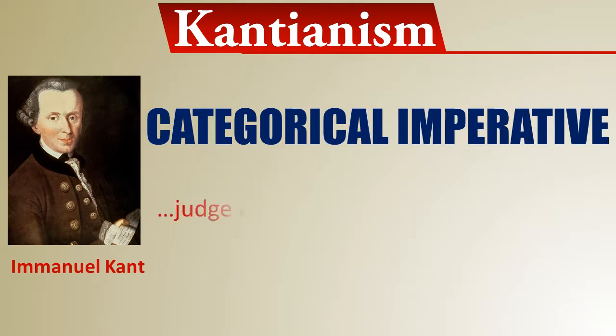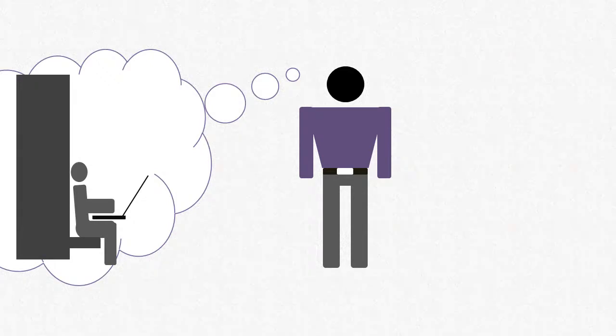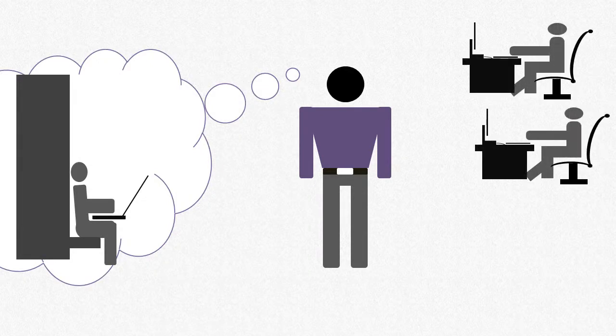That is, judge an action by applying it universally. For instance, if you are to steal, then the question is, are you willing to let everyone else steal freely? Since this threatens your future security, you may conclude that stealing is wrong. One major problem with Kantianism is that it imposes duties as absolute. This implies that lying or killing, for instance, would always be perceived to be unethical.